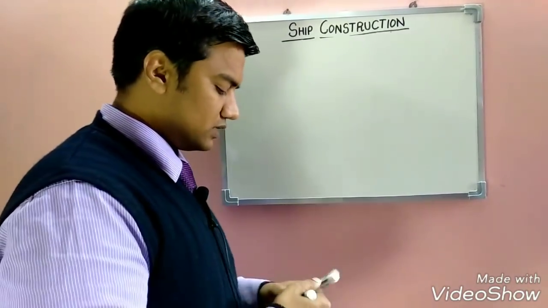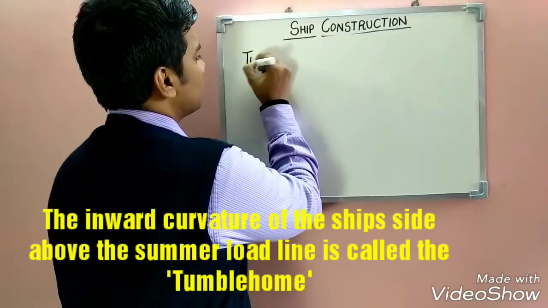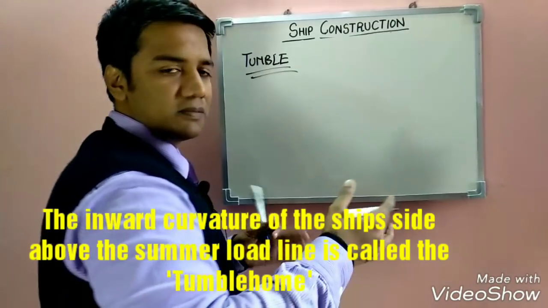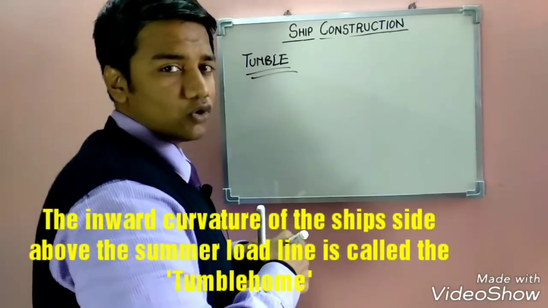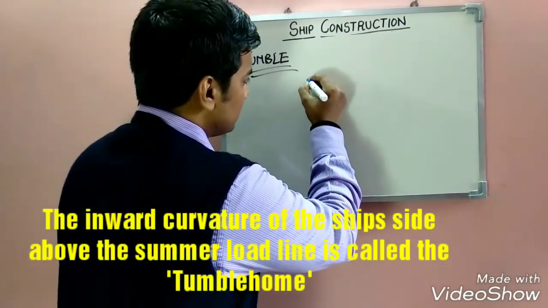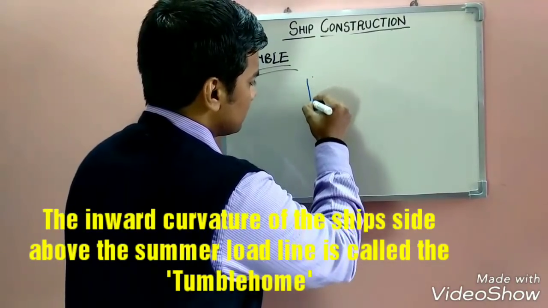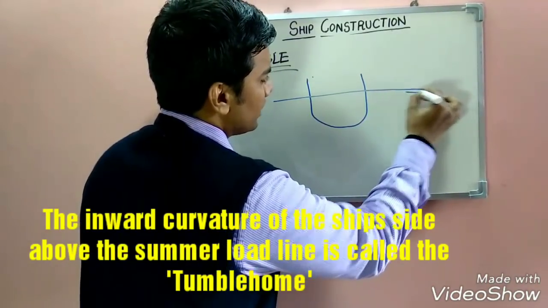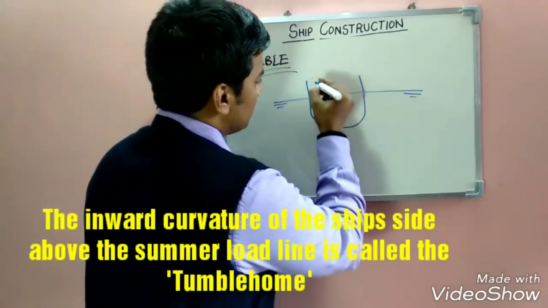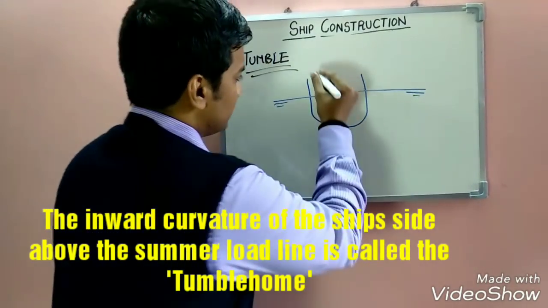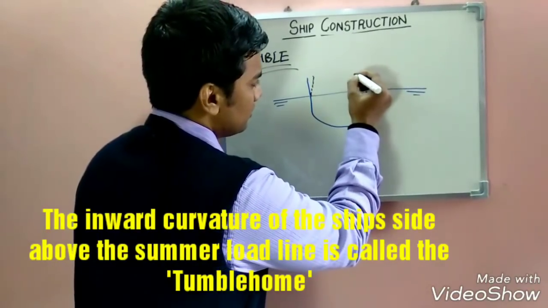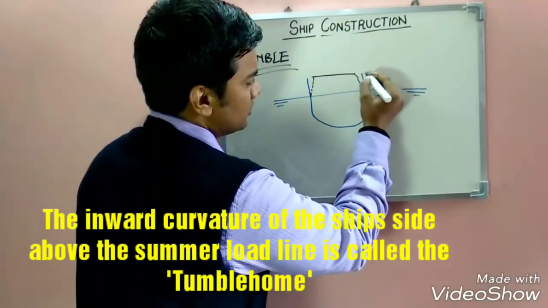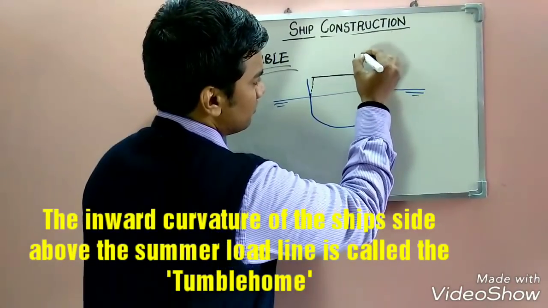Our next definition is Tumblehome. Now, Tumblehome is the inward curvature of the ship's side above the summer load line. This is the summer load line. This structure, the inward curvature of the ship's side shell above the summer load line, is called Tumblehome. So this is Tumblehome.